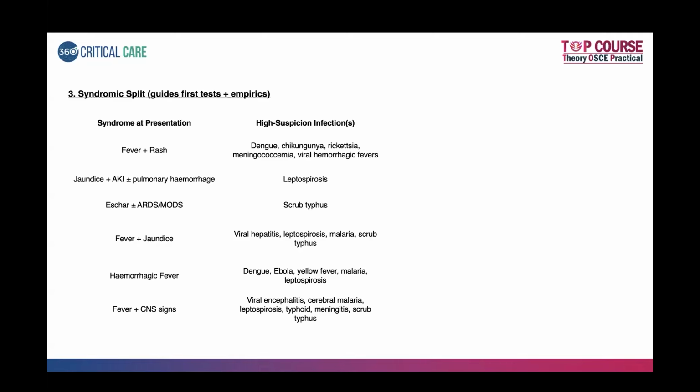If fever with jaundice alone is there, then you have a wide variety of differentials like viral hepatitis, leptospirosis, malaria, and scrub typhus. If it is a hemorrhagic fever, it can be because of dengue, Ebola, yellow fever, malaria, and leptospirosis. Whereas if there is fever with CNS signs, then there can be viral encephalitis, cerebral malaria, leptospirosis, which can cause aseptic meningitis, typhoid meningitis, and scrub typhus related encephalitis.